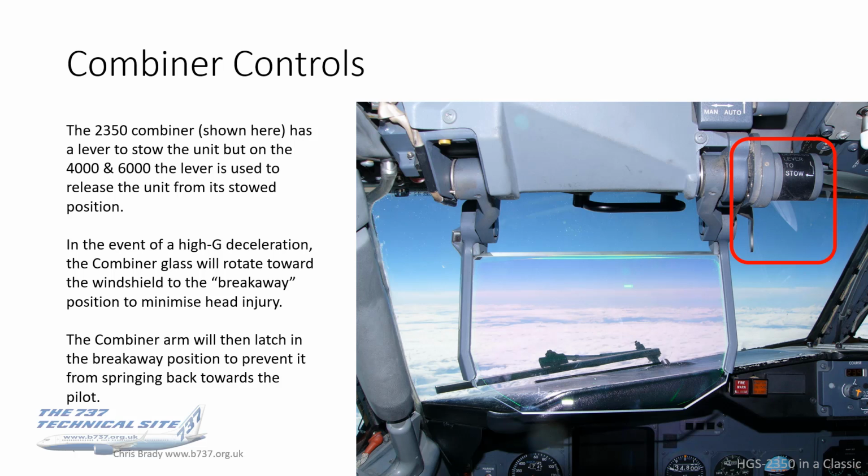The combiner arm then latches it in the breakaway position to prevent it from springing backwards toward the pilot. You can just imagine after you've done an RTO or something worse, this thing flies away toward the window and then comes back and hits you on the head. You'd be most cheesed off about that. So it does actually latch in the breakaway position once it's moved there under G loading.